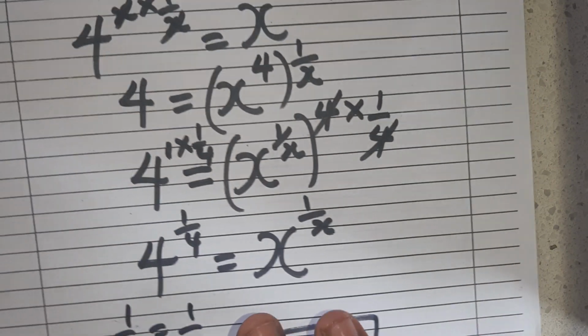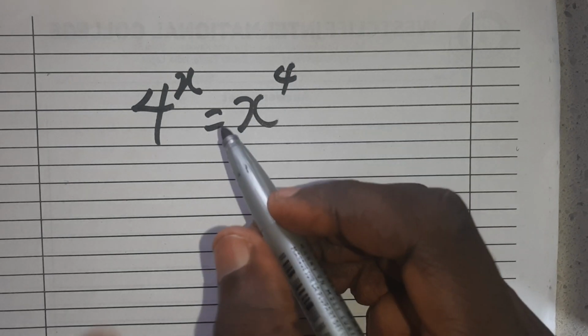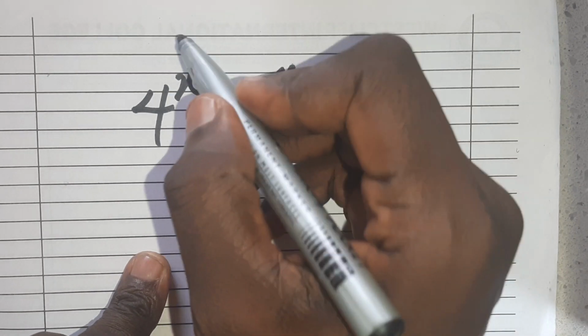So for case 2, we're still going to write out the question. 4 raised to the power x equals x raised to the power 4. Let me write that one out. So for case 2, I'll rewrite, this is case 2.